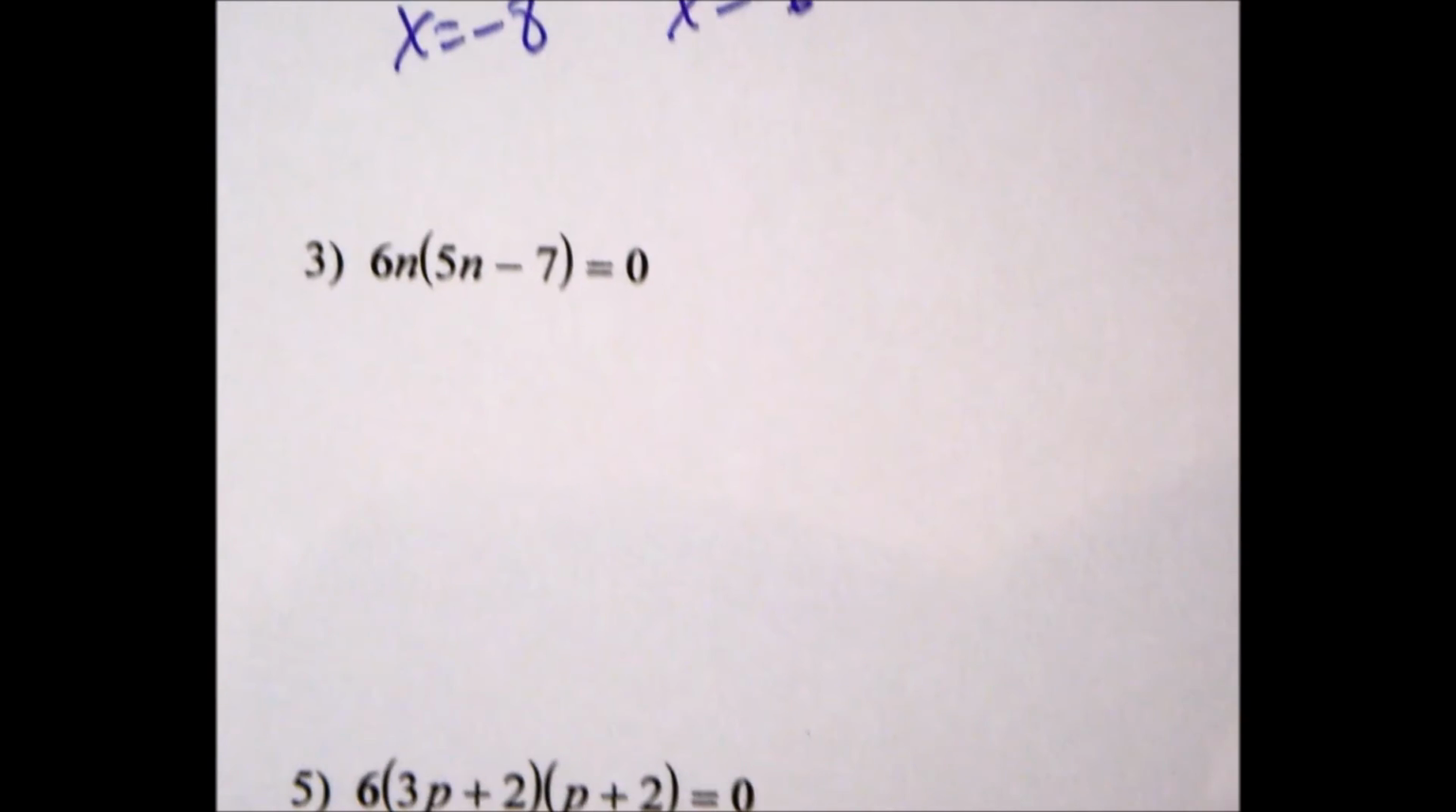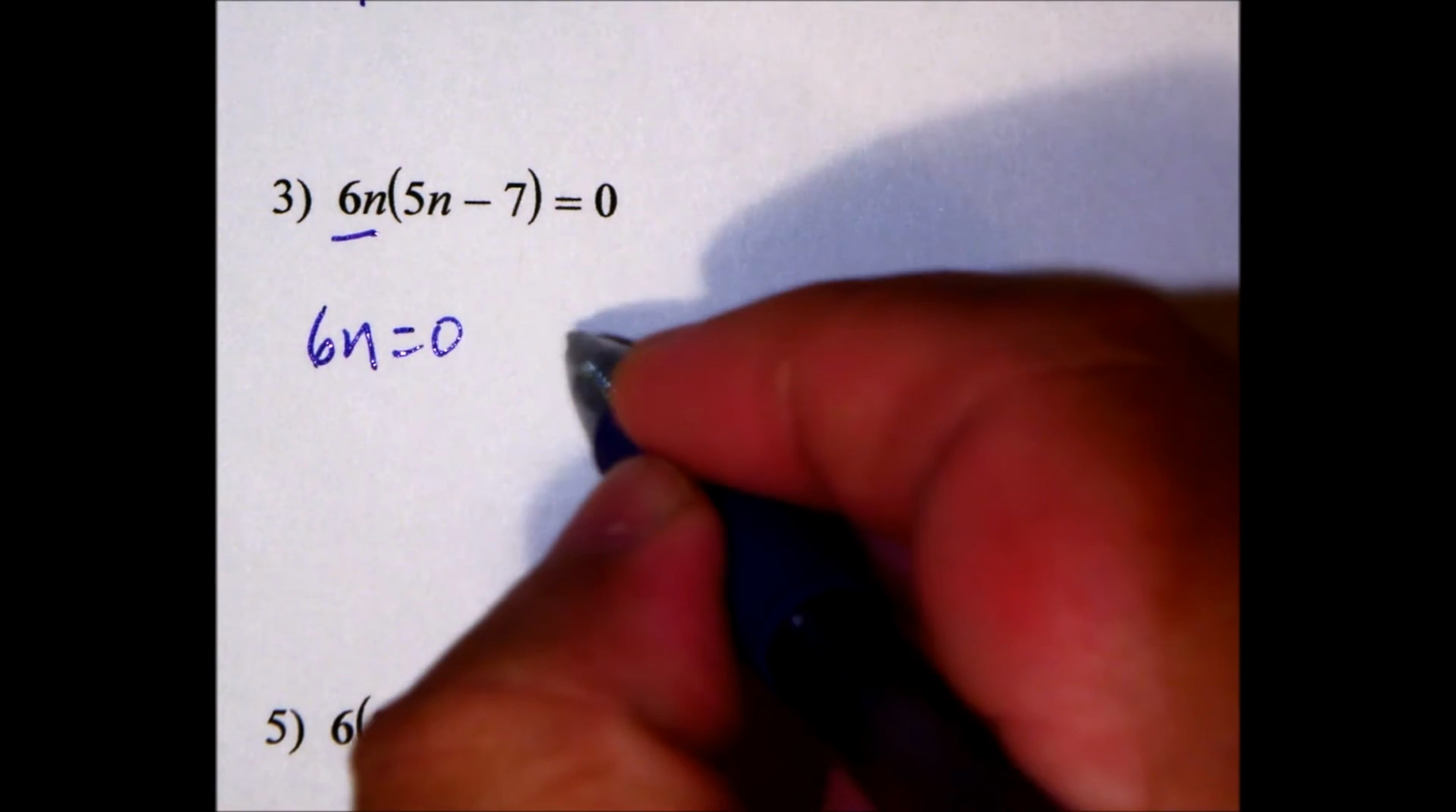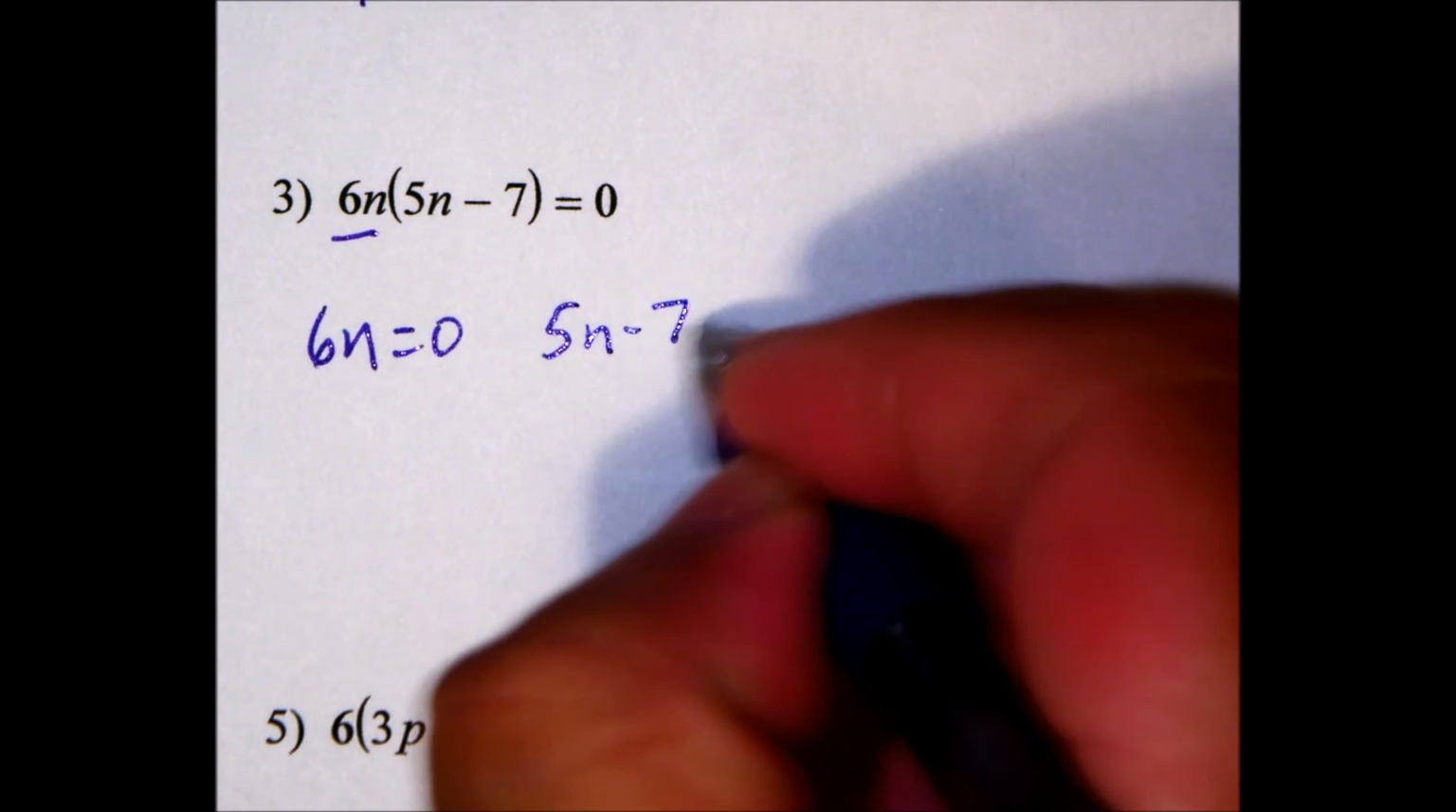Number 2 looks the same way, so you would do it the same way. Number 3 looks a little different because the factors look a little different, but still, this is still a factor. 6n is a factor, even though it doesn't look like the other ones. So it's 6n equal to 0, and we do the same thing with 5n minus 7 equal to 0. And we solve them separately.